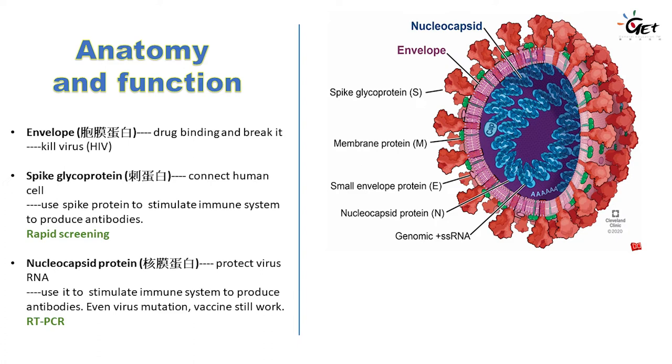Here is the anatomy and the function of this coronavirus. If we cut it and separate it, we could see inside. The shape of coronavirus is different from a traditional virus, which means it doesn't need a tail to land on a human cell. What do they use to connect to a human cell is here, this one. Spike glycoprotein, or shortly we say spike protein. This protein is a kind of enzyme.